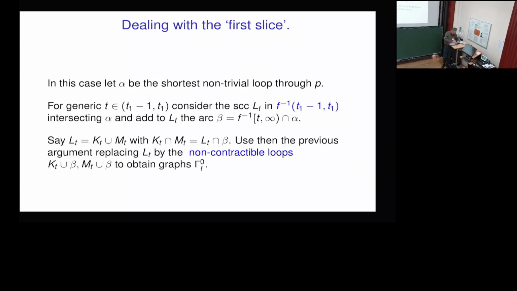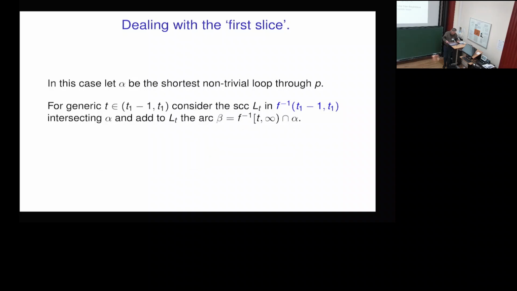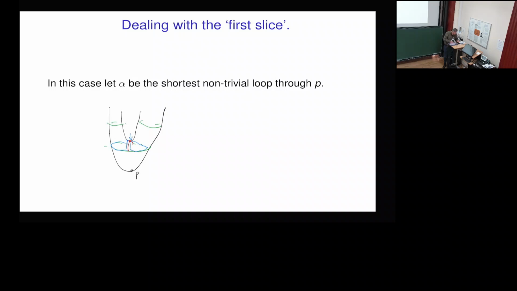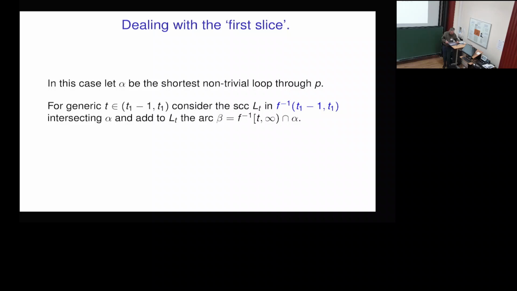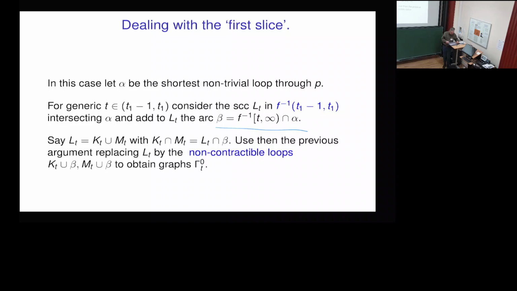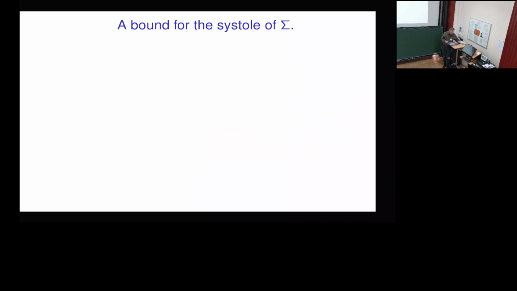Okay, so this is what I say here. So I have LT, and I take this arc. So this is the arc beta in my previous picture. This red arc is beta, and I call this LT. And one piece of this is KT, and the other is MT. So I'm just replacing this curve by 2 curves, and then I can use the same argument. I add arcs to these new curves that are non-contractible, and now I'm ready, after dealing with this technicality with the first slice.